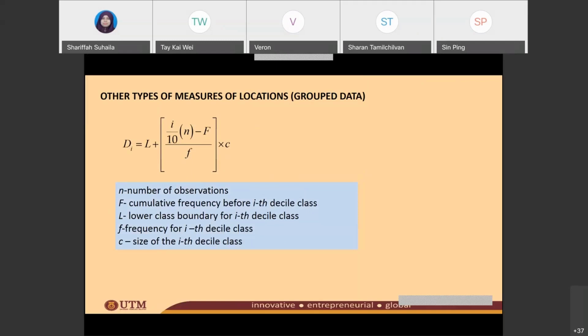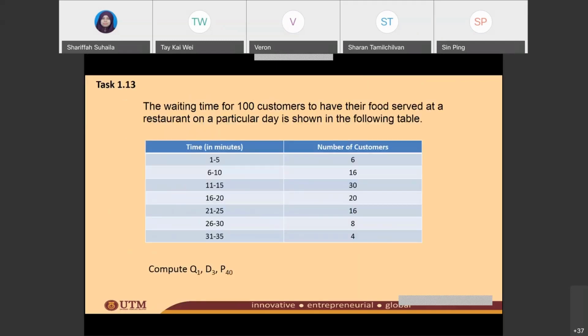We refer to the exercise. Okay, compute. This is the task. I just choose one task, Task 1.13. Sorry, sekejap. Lain sikit lah dalam buku kamu tu. Saya rasa dia punya observation tu. Okay, I just change this one.